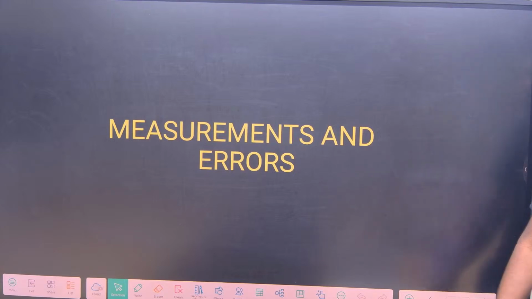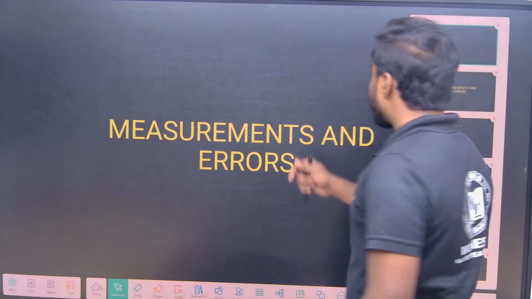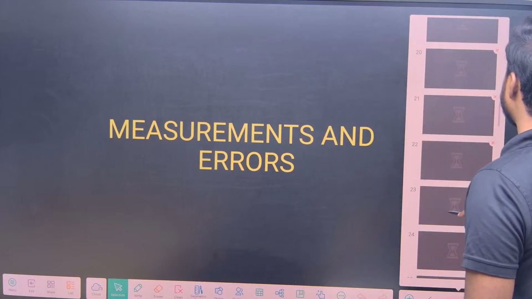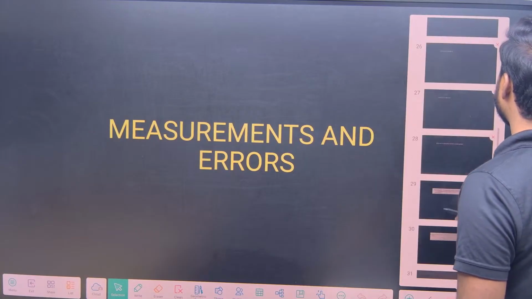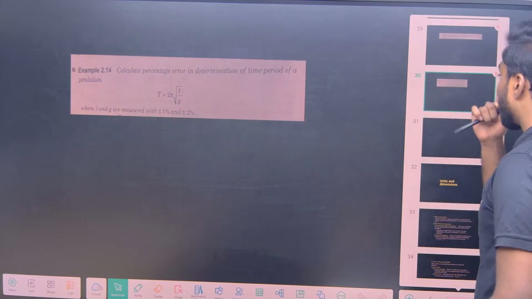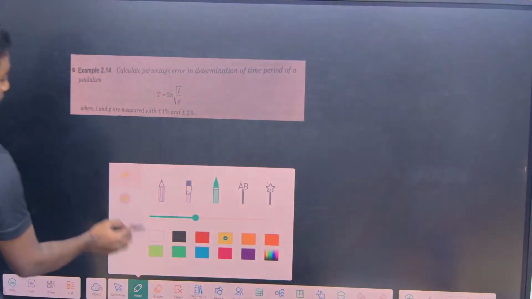Okay, let's start the class. We were discussing measurements and errors and units and dimensions, right? In the last class we solved some questions. This was the question I gave as homework in the last class. Let us see how we can solve it.